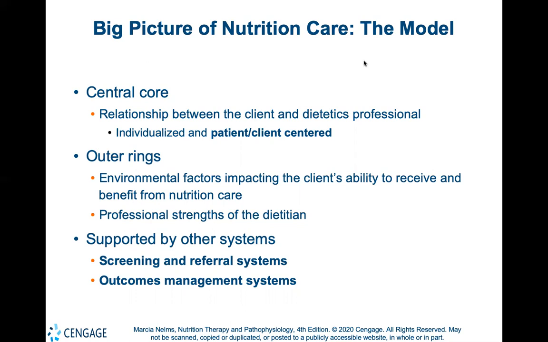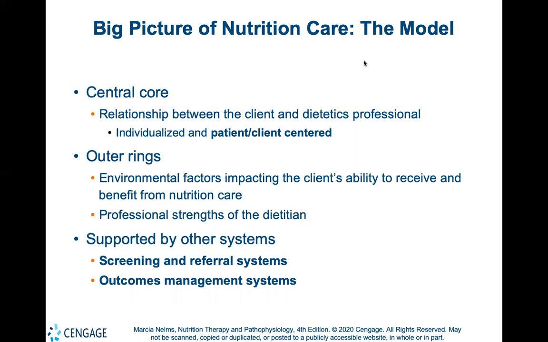Nutrition care also requires a great deal of collaboration with other healthcare professionals and community services. A screening and referral system identifies those individuals or groups who would benefit from nutrition care provided by dietitians. Screening may be completed by nurses, clients themselves, or through physician referrals. Screening parameters need to be tailored to the population and to the nutrition care services provided.